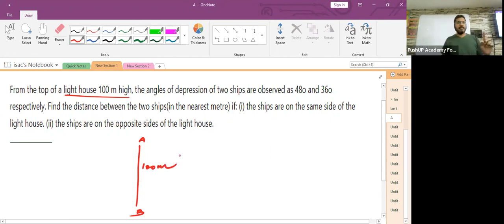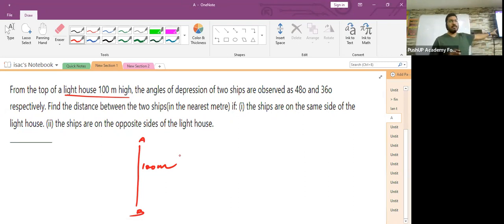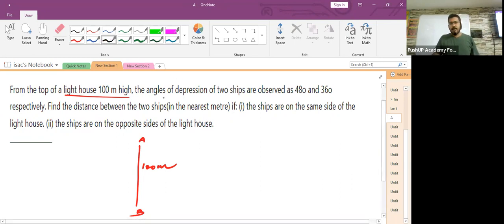The angle of depression of two ships. Johan, pin drop silence. Pay attention over here. The angle of depression of the two ships are observed as 48 and 36 degrees respectively.